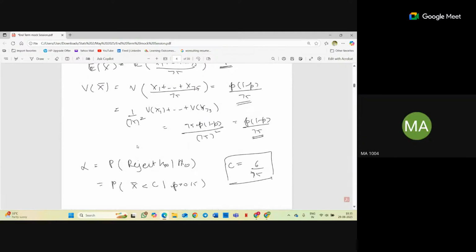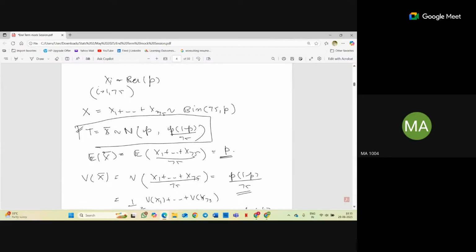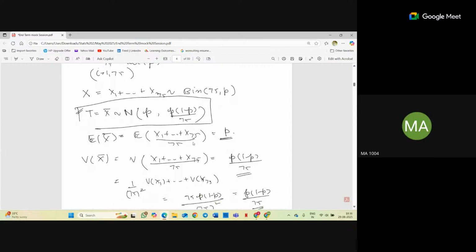So this is the case of binomial, right? First of all, I need you to find what x bar is following, approximating it to a normal distribution with some expectation and some variance. So my x is following a binomial 75 comma p, right? Now I need to find the sample mean of this. So what will be my expectation of x bar? It will be p only. Then the variance will be p into 1 minus p divided by 75. This is from the calculation.